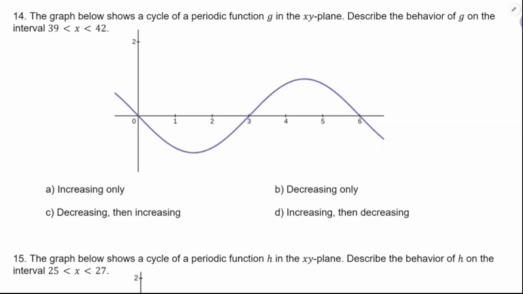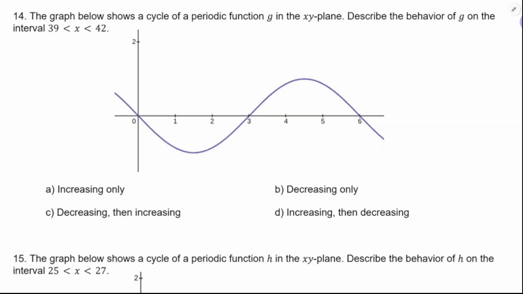Alright, now this one, I really like this type of problem here. This graph shows one cycle of a periodic function g in the xy plane. Describe the behavior of g on the interval 39 to 42. It's like, oh man, they only gave us room for 0 to 6, and if I just try to keep the pattern going, I could maybe get to 12, but I'm going to have to really think about this.